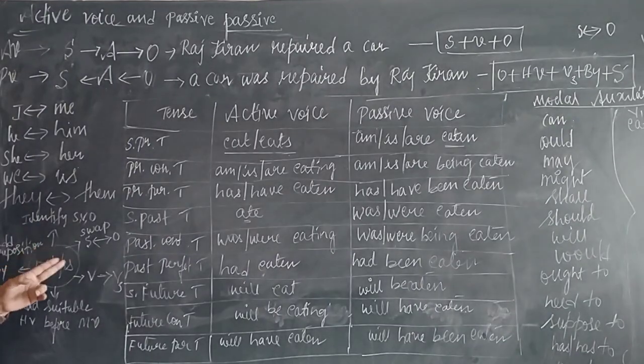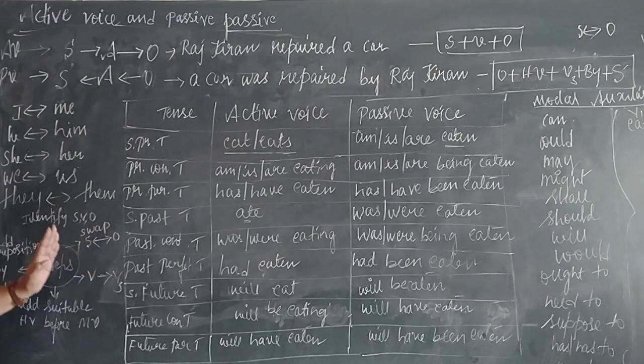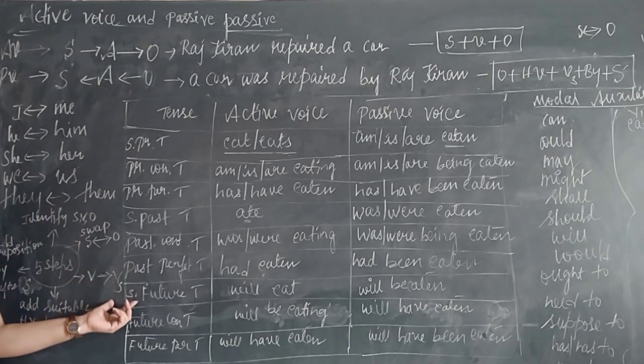And the second thing you need to do is, you have to swap subject into object, object into subject. That is, you have to interchange the subject and the object. The subject becomes object and object becomes subject. And convert the given verb into the third form, that is the past participle form of the verb.